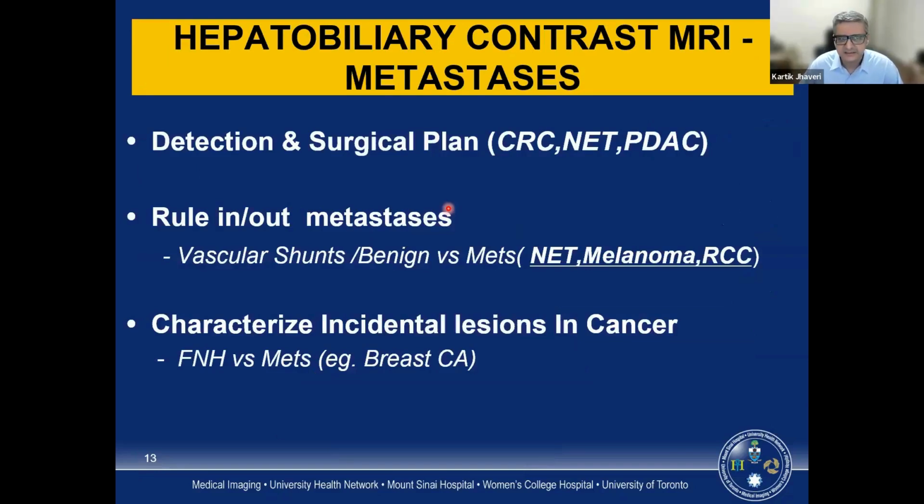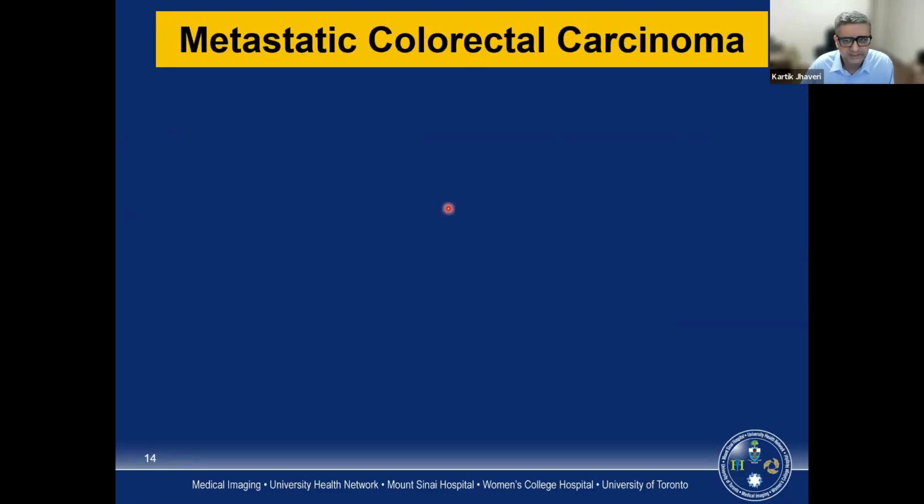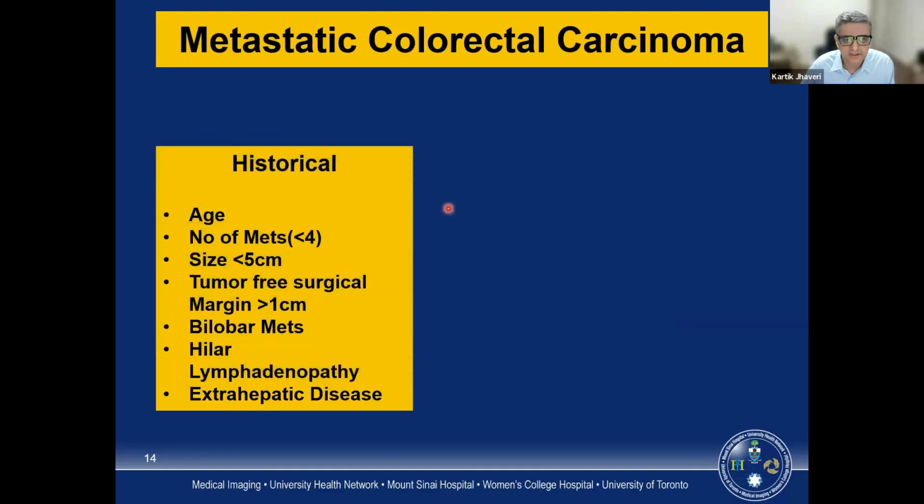In terms of metastases, the primary function, as I said, is to detect and plan liver resection, and this is very relevant in colorectal cancer, neuroendocrine cancer, and now also in pancreatic ductal carcinoma from the point of view of a binary decision whether the patients can go for surgery or not. An additional advantage of this contrast agent in the setting of known malignancy is to distinguish vascular shunts or benign hyperenhancing lesions from liver metastases, particularly neuroendocrine tumor, melanoma, and RCC. And then, of course, to characterize incidental lesions in cancer, such as focal nodular hyperplasia versus metastases, for example, in a patient with breast cancer. So let's get into metastatic colorectal cancer.